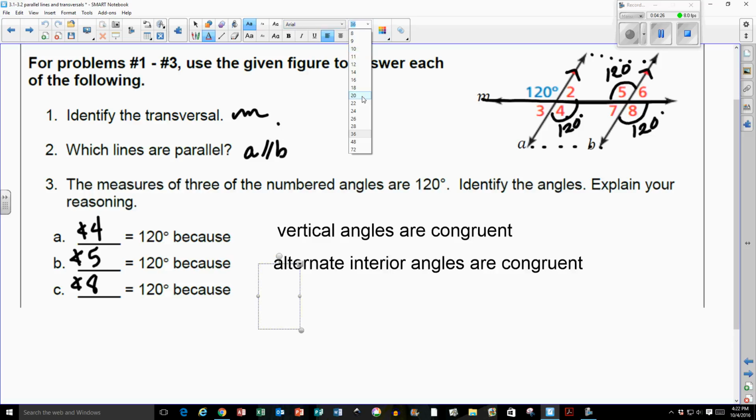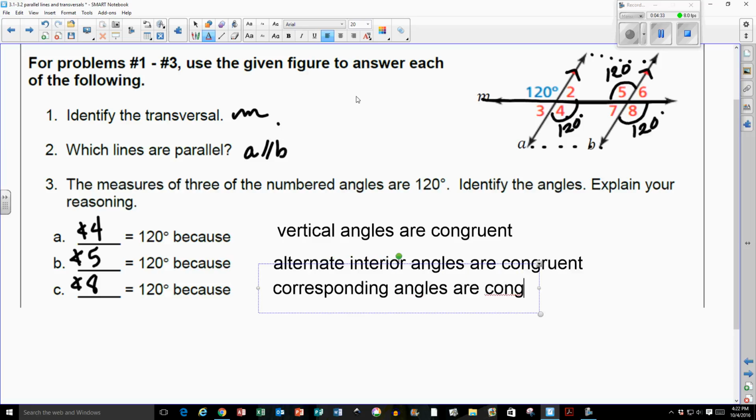And we're going to get more detailed with this. Corresponding angles are congruent. All right, so those are 3. So you already know about vertical angles. The 2 new ones right now are alternate interior and corresponding. So now let's talk about this in a little more depth.